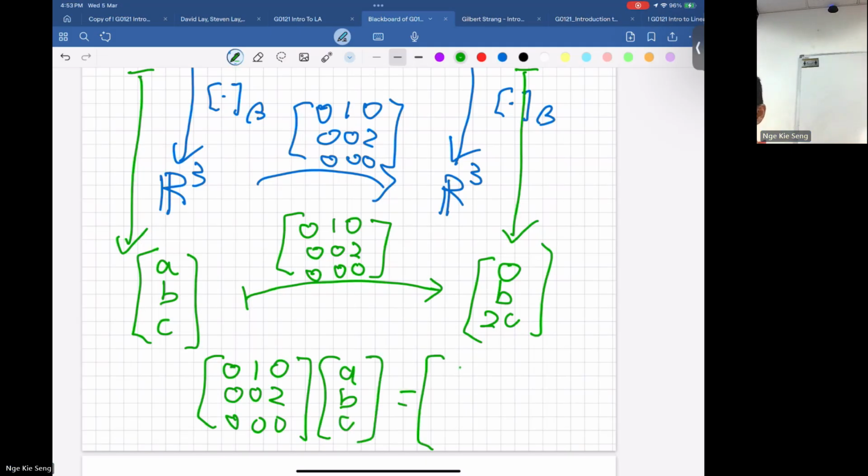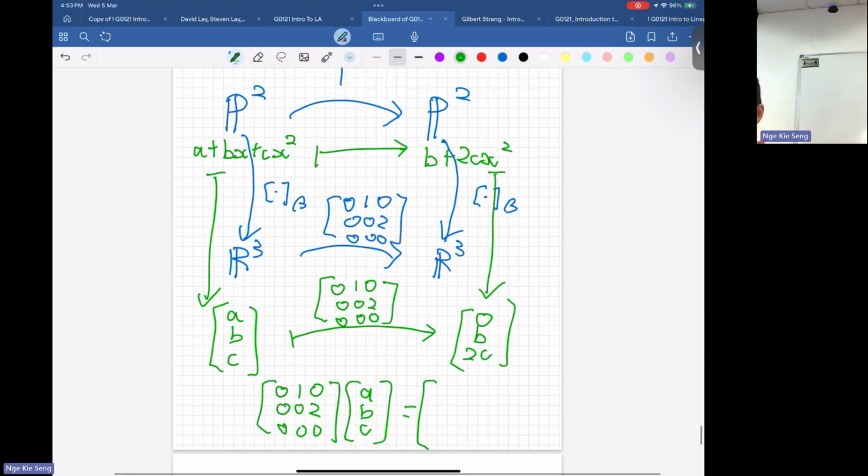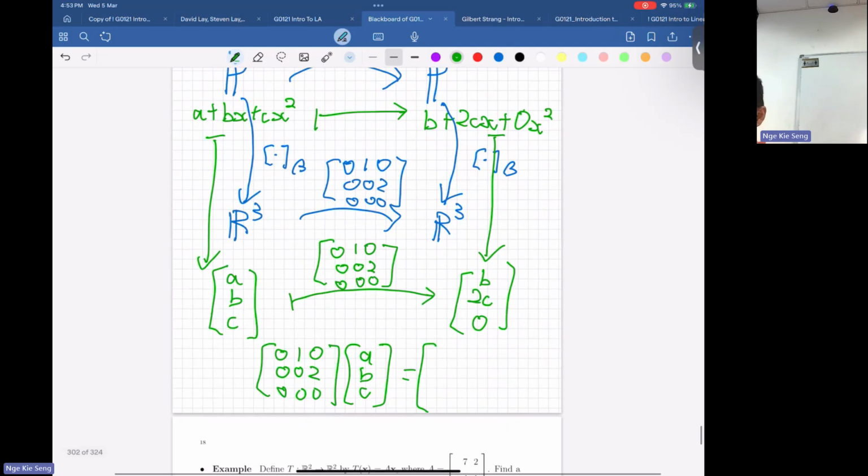You get, oh, am I writing the wrong stuff here? Oh, yeah, okay, sorry, here is wrong. So B plus 2cx. So B, 2c, and then the coefficient for x squared is 0. So here is 0. Okay, so let's see.